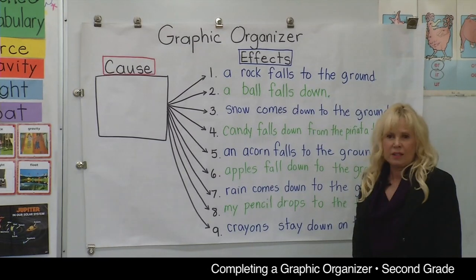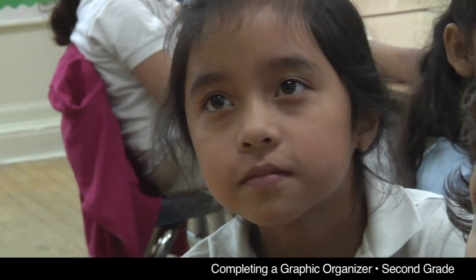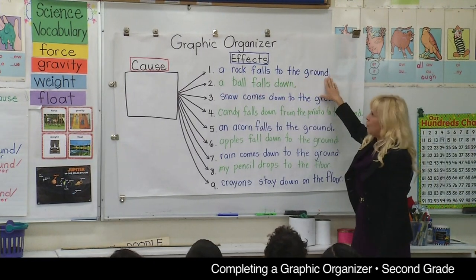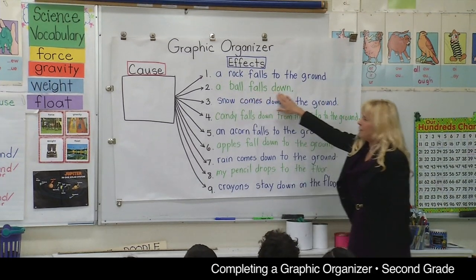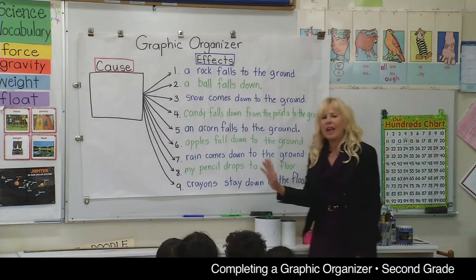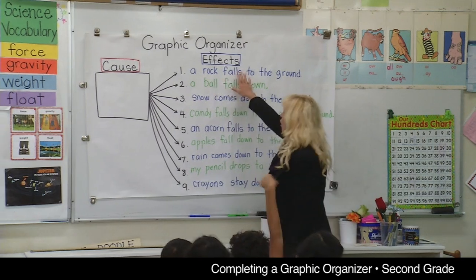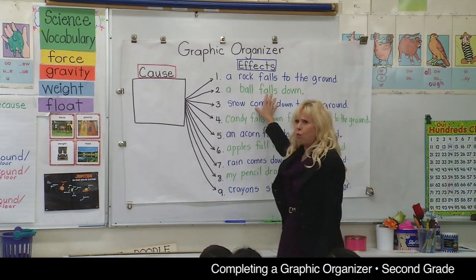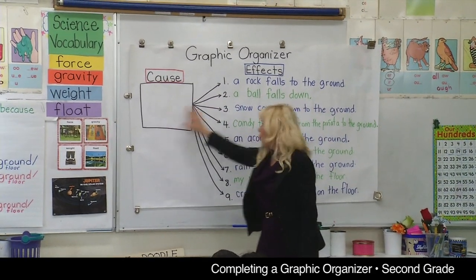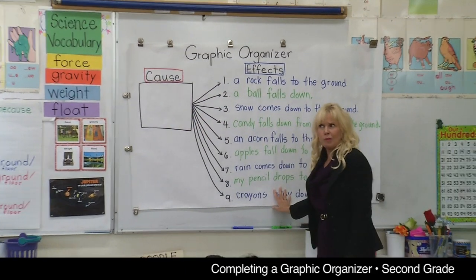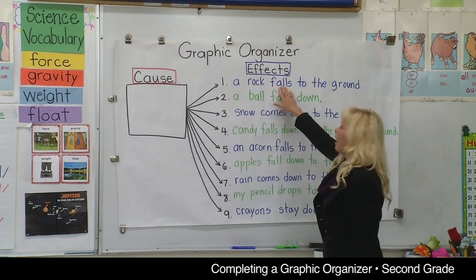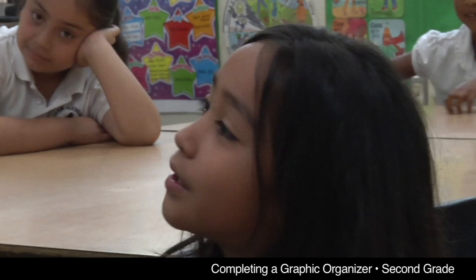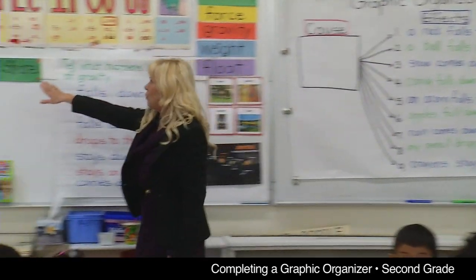Wow, boys and girls, look at all of our ideas. Let's see if you can read them with me. A rock falls to the ground. A ball falls down. Okay, very good. Now, these are all what we call effects. But now we're going to talk about, well, why? Why did all these things happen? Why does a rock fall? Why does a ball fall down? So I want you to think about it for a minute, and then you're going to turn with your partner.